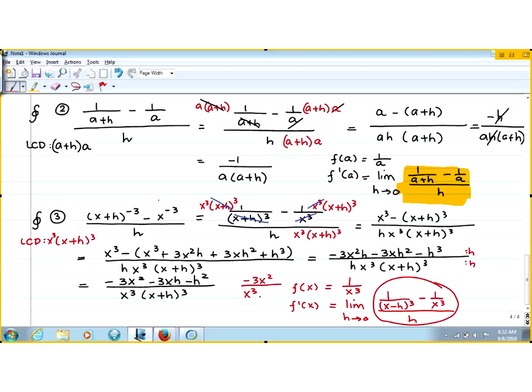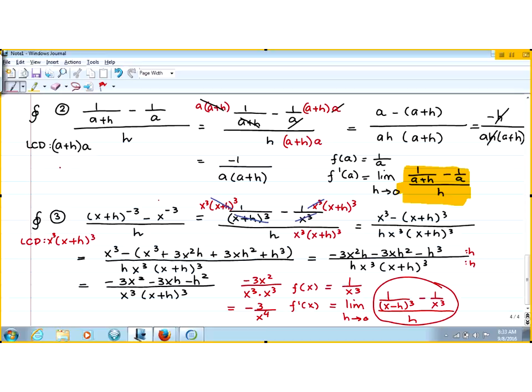x cubed times x cubed. Oh, yes, that's right. And then you have to simplify this, of course. Then you will get the derivative. That's how we get the formula. Well, this is not done because you have to simplify the x squared and x cubed and x cubed. Okay, so if we simplify, what is this? Negative 3 over, no, this is x squared divided by x to the 6. Yes.